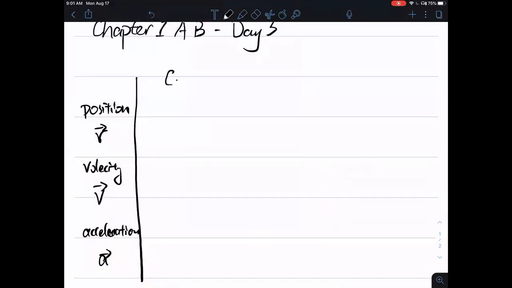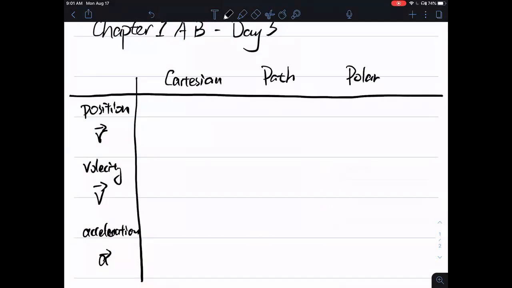We learned Cartesian, remember that? The second one's called what? Path. What's your favorite? Well, polar, yep. Are we all great? That's your favorite coordinate system? Okay.